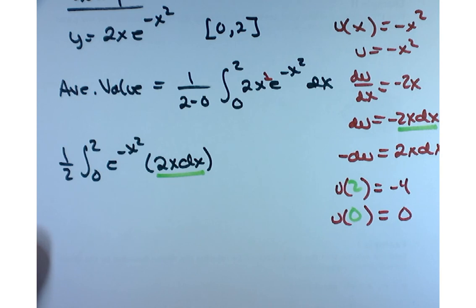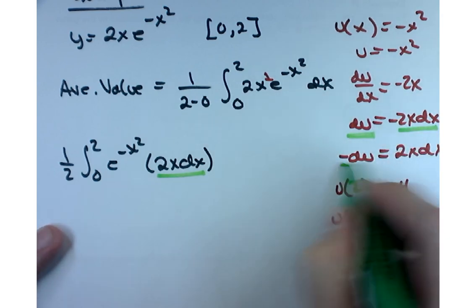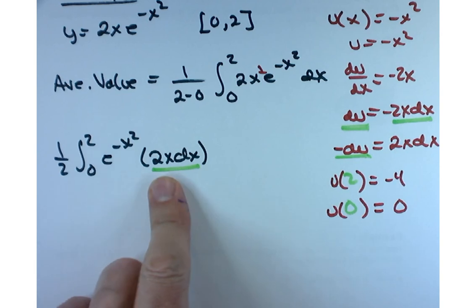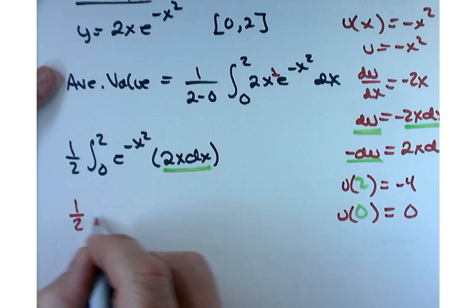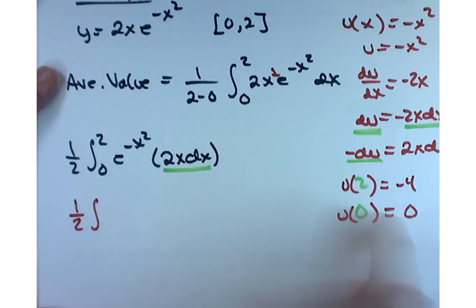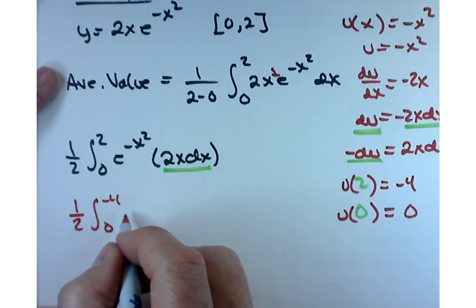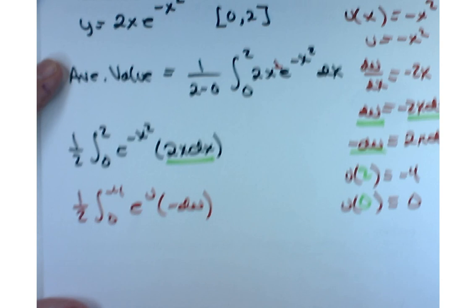Okay. Let's change everything up. Let's see. Minus du is going to be 2x dx, so I can substitute that in here. So 1/2 the integral from 0 to negative 4 of e to the u times minus du, like that.